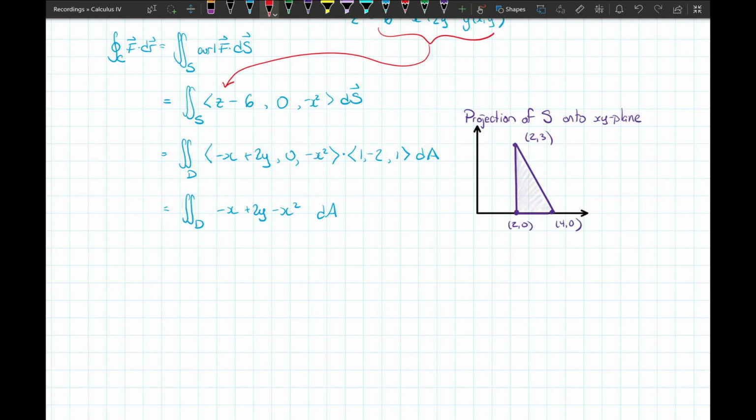And this is a fairly simple region to iterate in the form of either dy dx or dx dy, but I'm going to choose dy dx because I typically like to have functions of the form y equals a function of x. So let's start with the boundaries on x. X goes from 2 to 4, and then we find those functions for y. At any point between 2 and 4, our bottom boundary for y is y equals 0. And our top boundary will be this diagonal line.